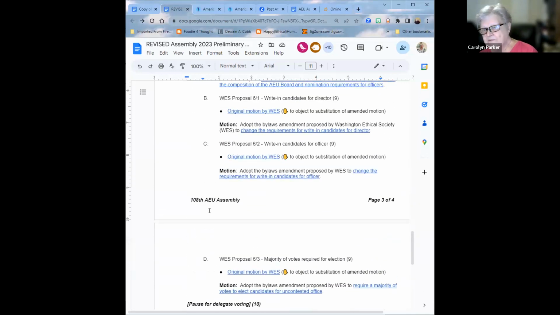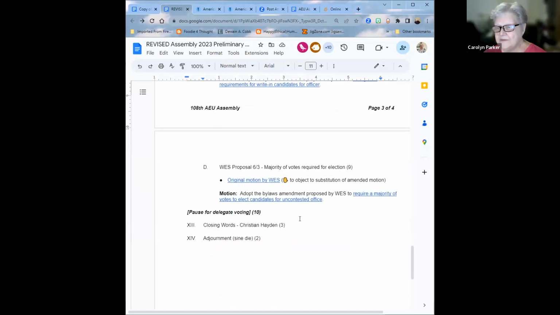This will not, however, be a ranked choice ballot, I believe. It will be one where you will vote yes or no, correct, Sonia? Okay, good, got that. That's right. There's nothing to rank here. Good. And we have a pause for voting, and then we'll come to the end.